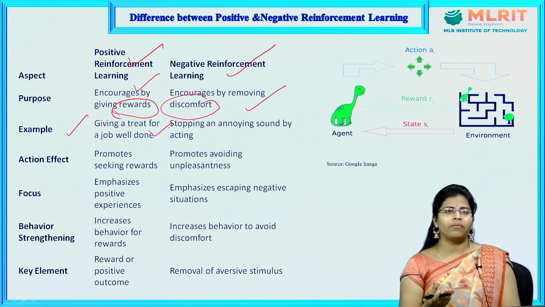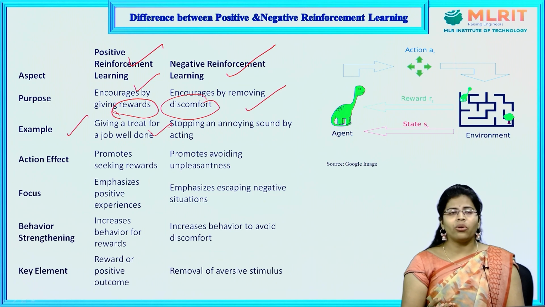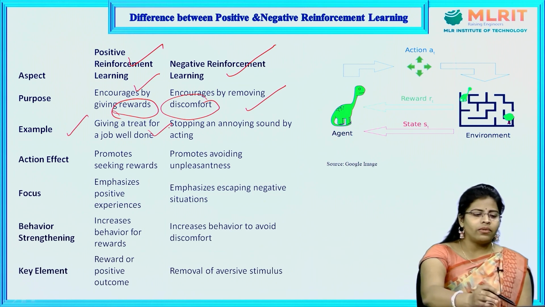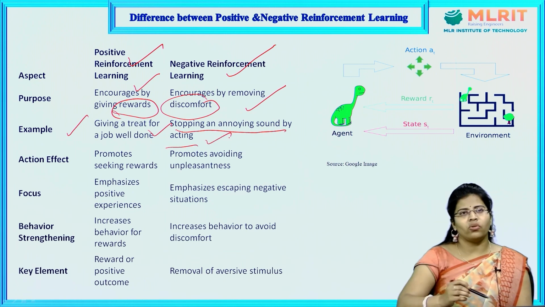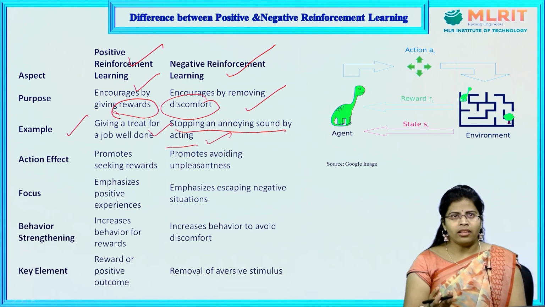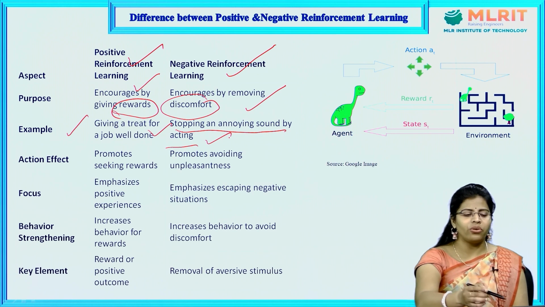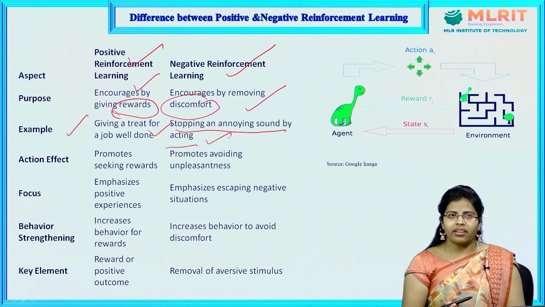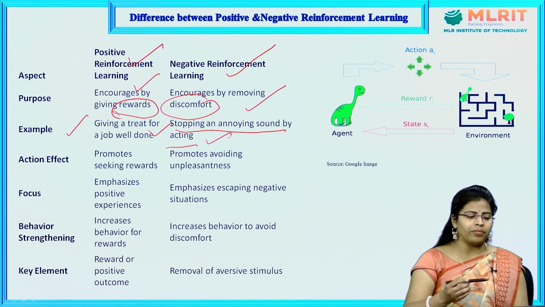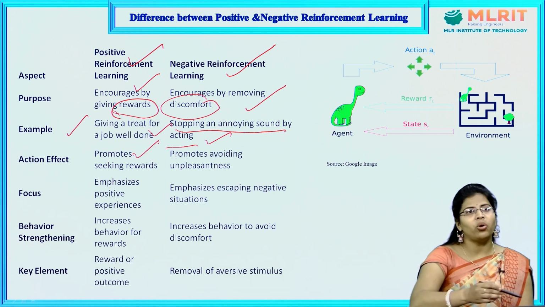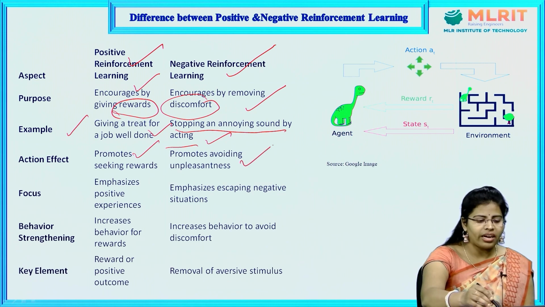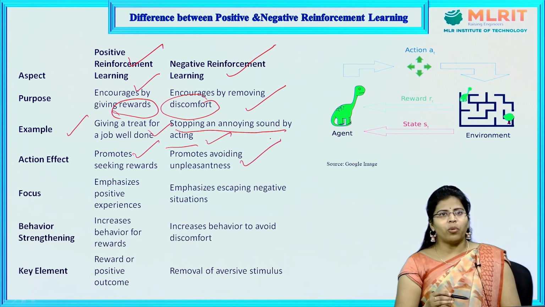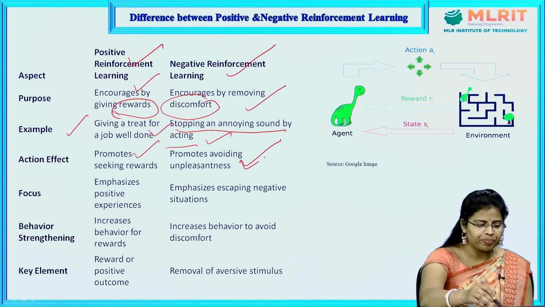That means when the task is performed well, we are going to give rewards for it. And negative reinforcement learning, stopping an annoying sound by acting. So, when there is a disturbance like getting sound and all, it is going to get penalty for that. So, that is nothing but negative reinforcement learning. Action effort: it promotes seeking rewards. Rewards will be counted based on selecting the correct options. And coming to negative reinforcement learning, it promotes avoiding unpleasantness.